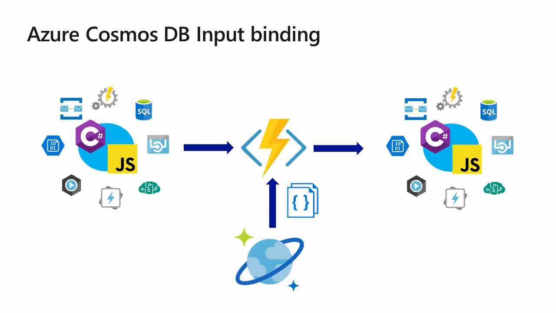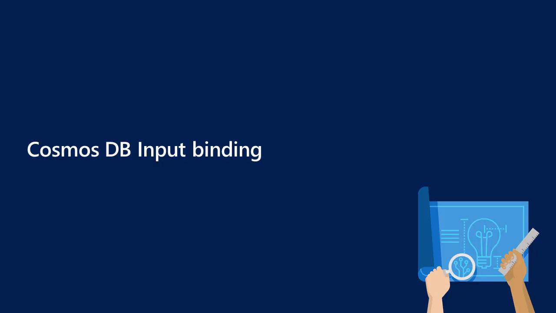When I say in a performant way, I mean that the binding will reuse existing connections in between executions to avoid socket issues, especially useful for scenarios with thousands of executions as it reduces any cold start time in the connection initialization. Now let's see the input binding in action.